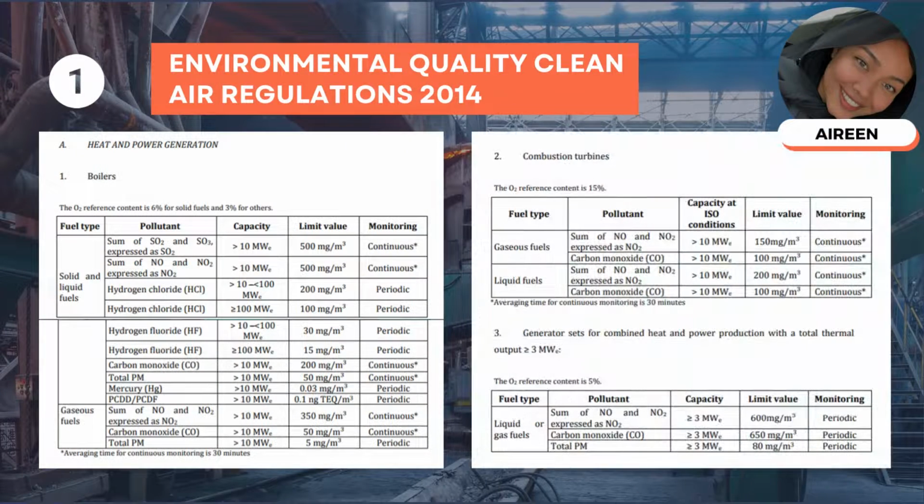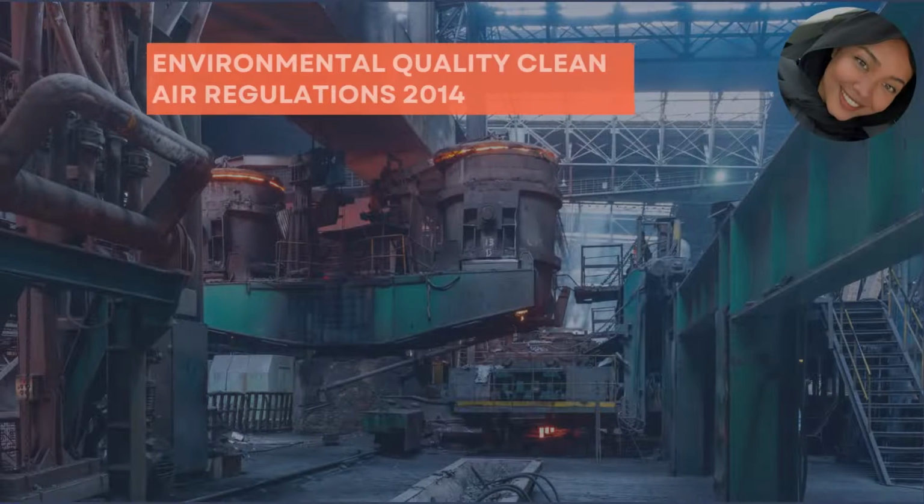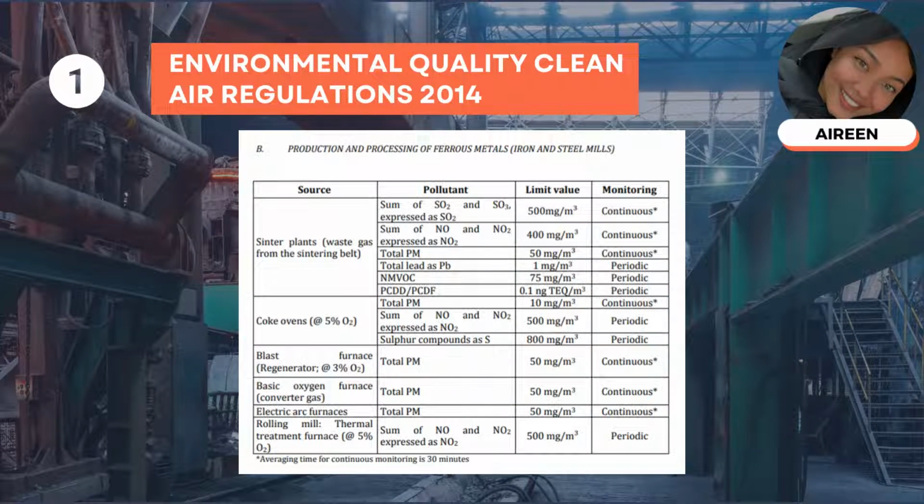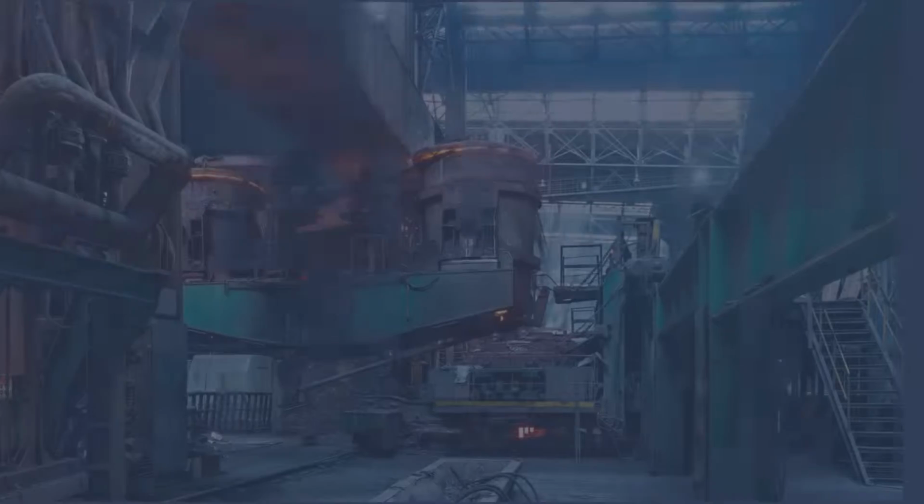This is the third schedule under Item A, Heat and Power Generation, which consisted of boilers, combustion turbines, generator sets for combined heat and power production with a total thermal output more than or equal to 3 megawatt. And this is the third schedule under Item B, Production and Processing of Ferrous Metals, Iron and Steel Mills, which consisted of the source, pollutant, limit value, and the monitoring.